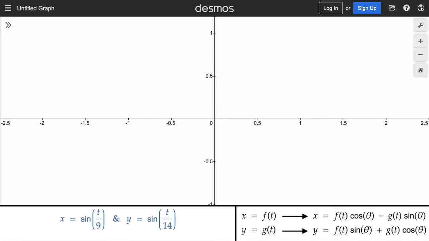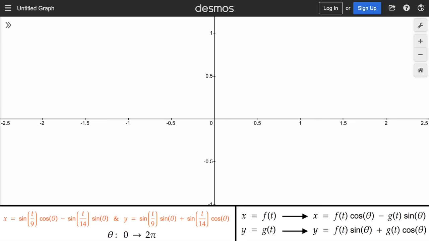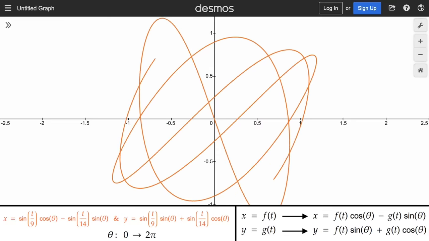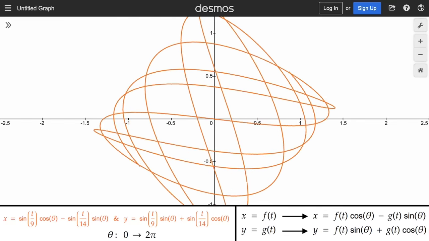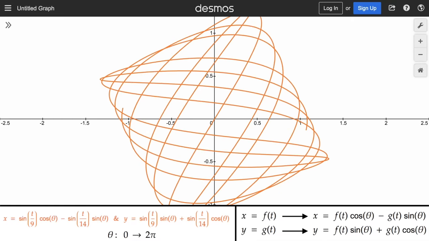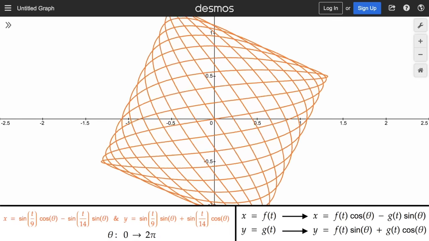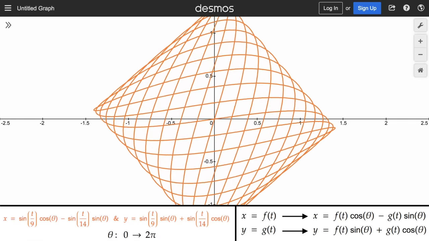Okay, so here's that Lissajous curve again. Let's see. Sine of t over 9 becomes sine of t over 9 cos theta minus sine of t over 14 sine theta. And sine of t over 14 becomes sine of t over 9 sine theta plus sine of t over 14 cos theta. Let theta run from 0 to 2 pi, and go! There we go. We can even draw itself while it's spinning. Not bad. So any graph you want, now you know how to rotate it.